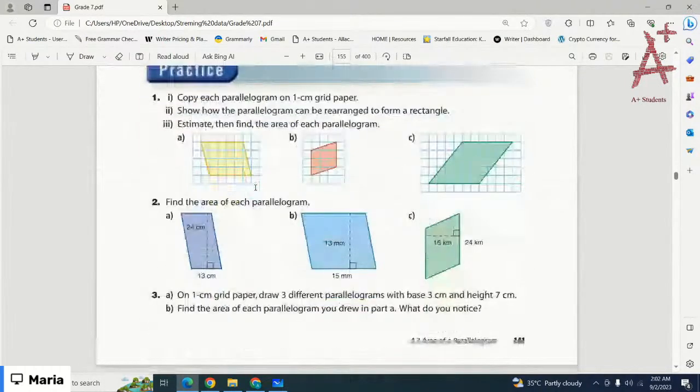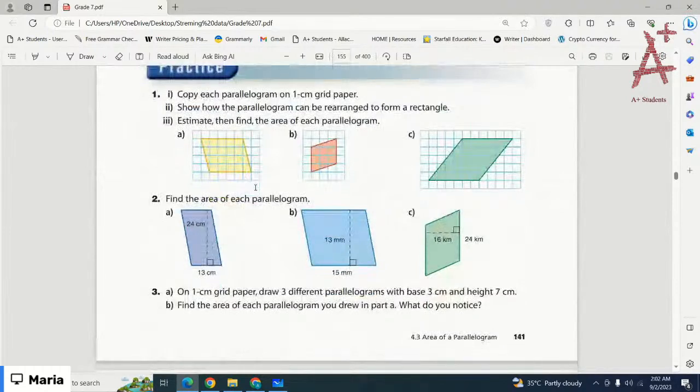So let's just start with the practice questions. Copy each parallelogram on 1 centimeter grid paper. Show how the parallelogram can be arranged to form a rectangle. Estimate, then find the area of each parallelogram. So you are given the parallelograms, you have to calculate their area, right? Okay, let's start with part A.